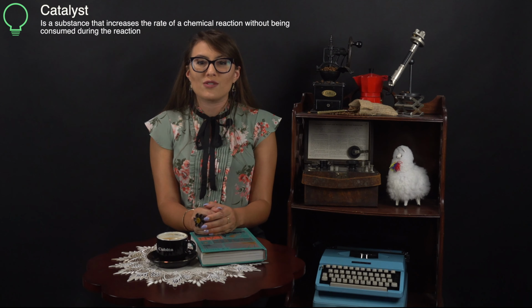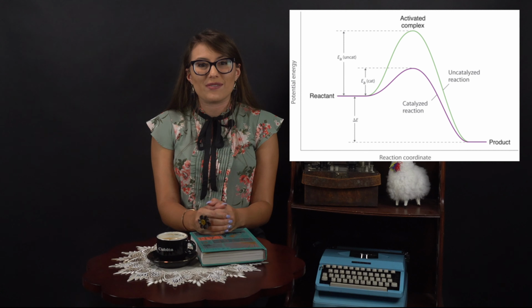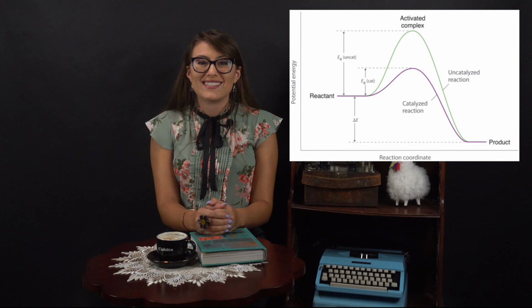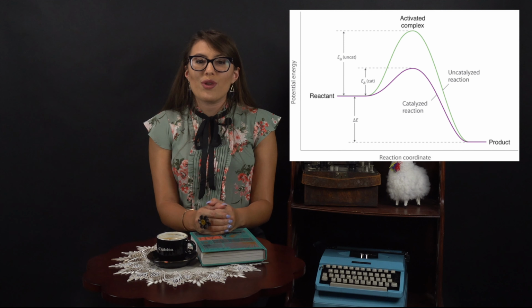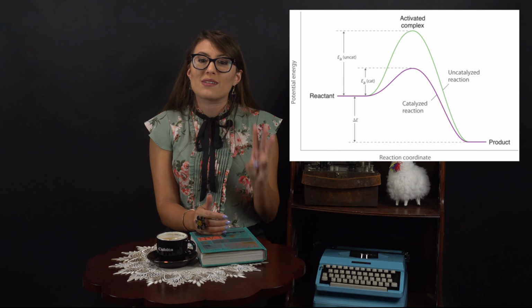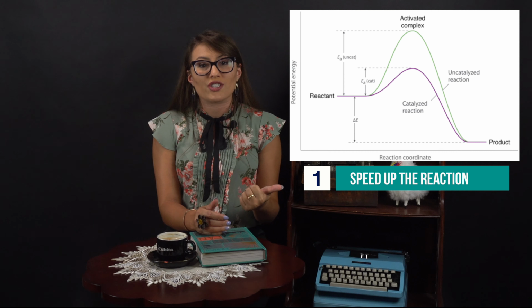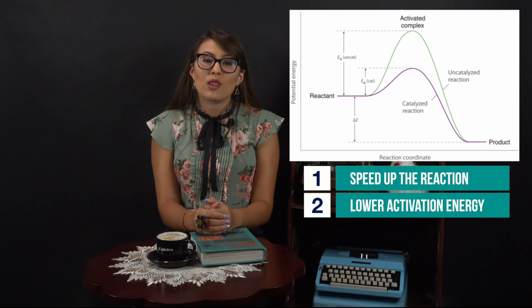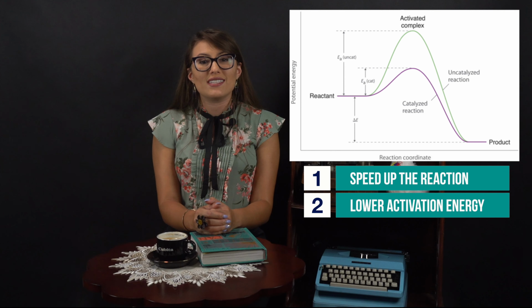The overall idea of a catalyst is that it provides a different mechanism for the reaction in order to lower the activation energy, which increases the rate constant and rate of reaction. Three important points to mention about catalysts: 1, they speed up the reaction in both the forward and reverse reaction. 2, the catalysts lower the activation energy by providing a different route for the mechanism to follow. And 3, catalysts are not consumed in the reaction.